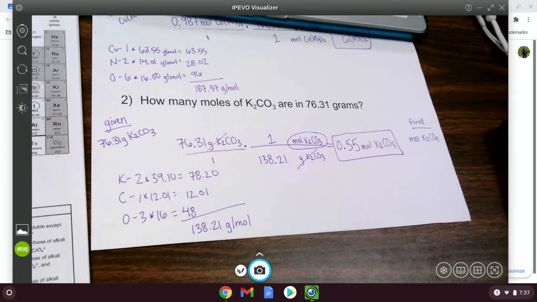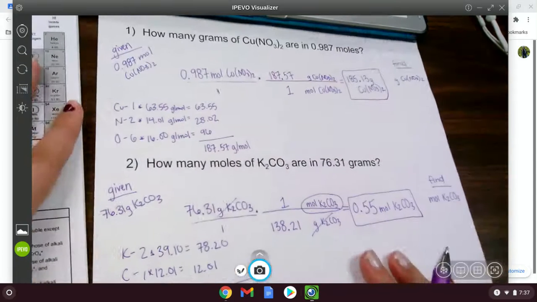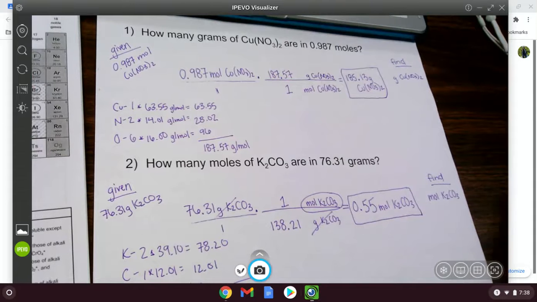So those were just 2 examples of how we can calculate between mass and moles. Hopefully this helped clear some things up for you. And if you have any questions, you can join the Google Meet or email me.